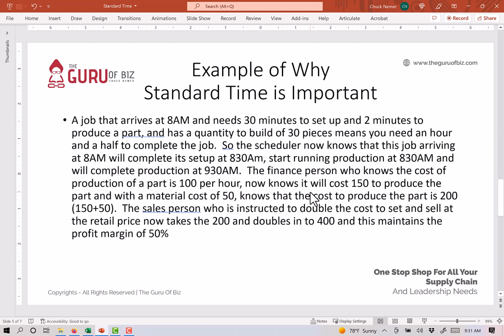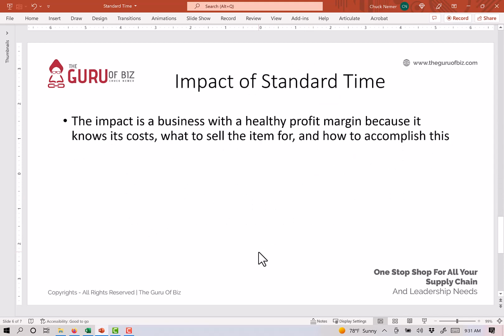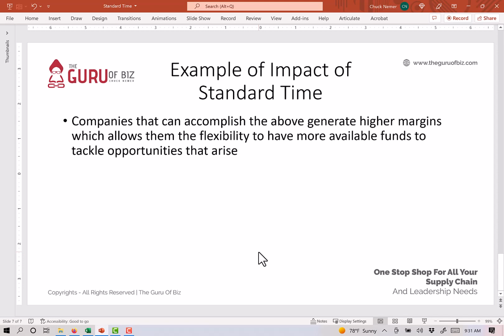So a lot is tied to determining an accurate and repeatable standard time. From an impact on the business, then, with a healthy profit margin, because it knows its costs, it knows what to sell the item for, and it knows how to accomplish this. And companies that can accomplish the above generate higher margins, which allows them the flexibility to have more available funds to tackle new opportunities that arise. So there's future ramifications on being able to produce to a standard cost.